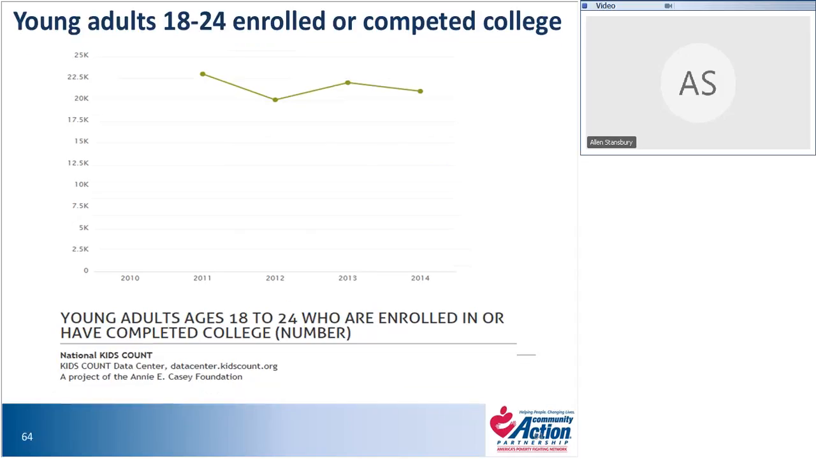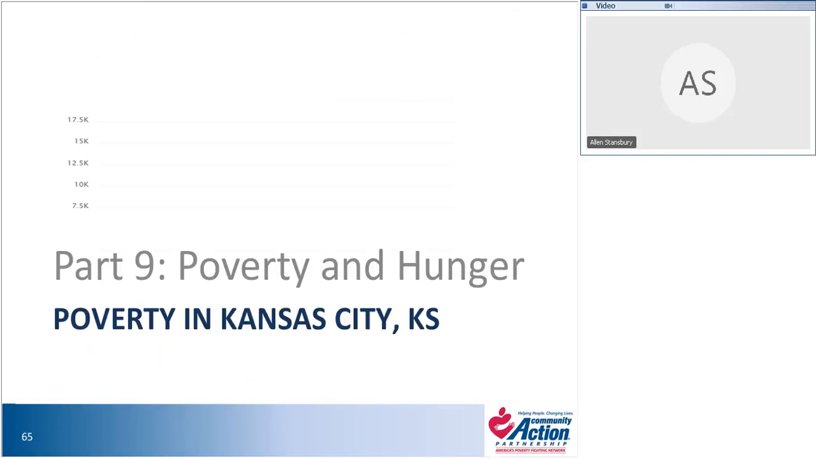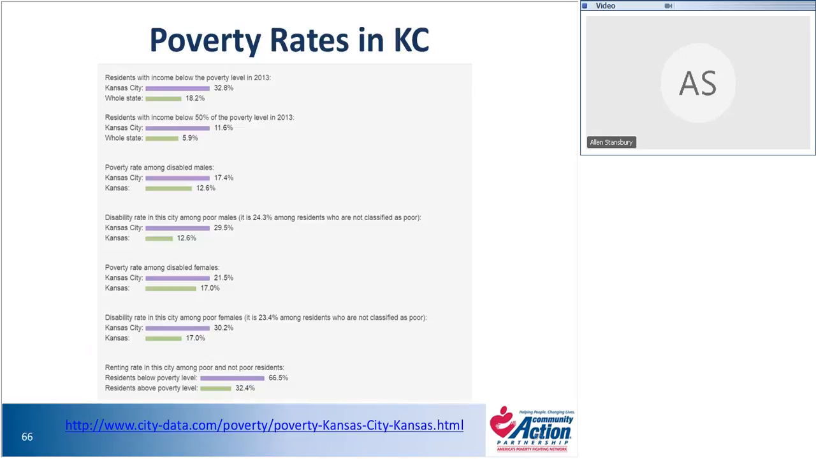Young adults enrolled or completed college. It's a fairly high number, I would say. The trends are declining from around 23,000 down to maybe 21,000, and this is between 2011 and 2014. Poverty and hunger in Kansas City. This comes from city data. This shows you percentages of those who are below the poverty line in 2013. Here's an interesting one, disability rate among poor females.